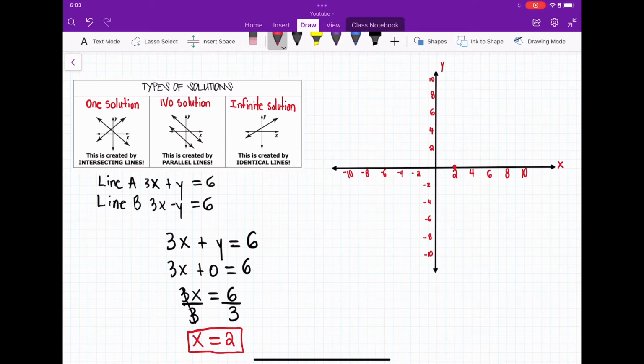Now we're going to go back to our equation and solve for the other variable. Same equation, I'm going to make my x 0. So we have 3 times 0 plus y is equal to 6. When I solve this second equation for y, I know that the intercept is going to be 6. So we're going to go on the y-axis and plot that point. Okay? And now we get our line on the graph that's going through both points the best that we can.